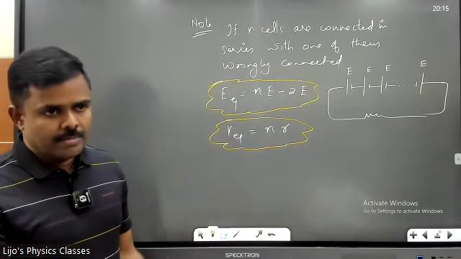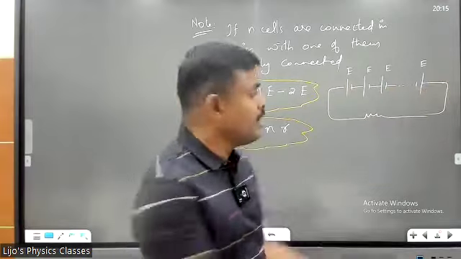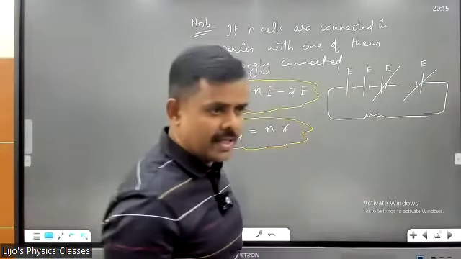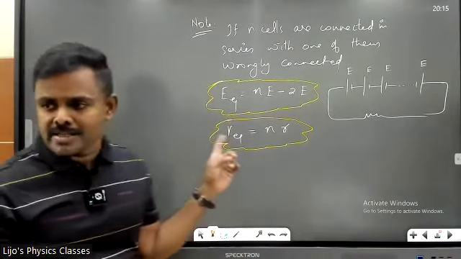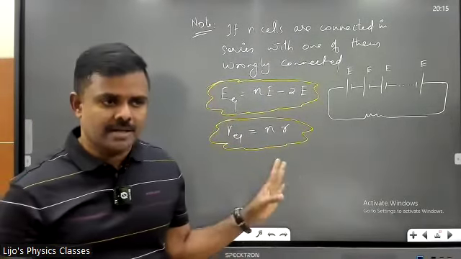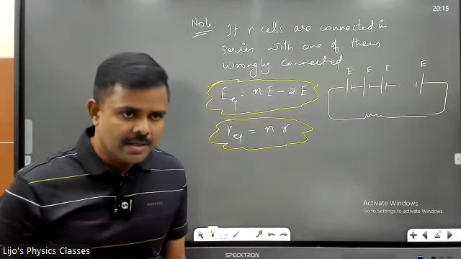Got it? Because one wrong cell will cancel one more cell like this. They are gone with each other. So effective EMF is Ne minus 2E. But internal resistance will still be NR. Got it?